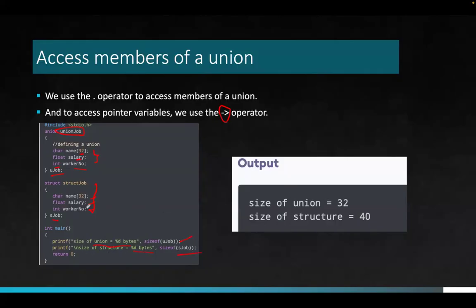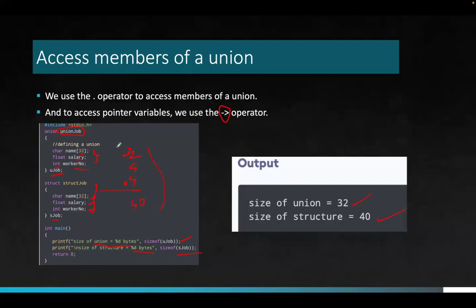If you see, both have the same variables. But for the union, we are getting 32, and for the structure, we are getting 40. What is the reason? We know the size of a character is 1 byte, so that is 32. Float is 4 bytes, and integer is 4 bytes. Then 4 plus 4 is 8, 8 plus 2 is 10, and with padding it rounds up.